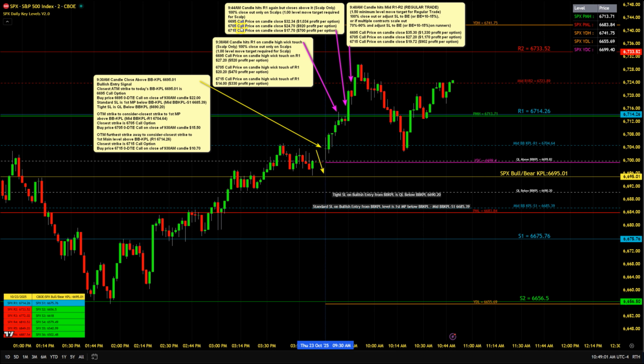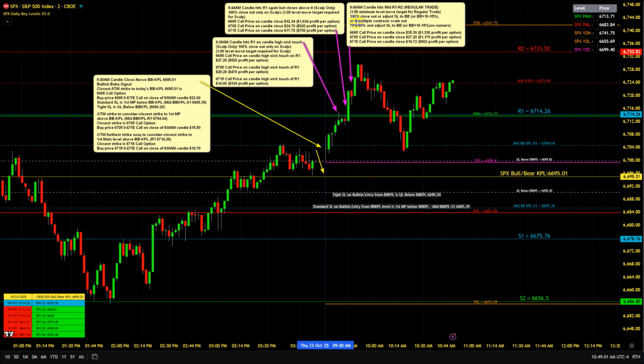On the 67.05 out of the money strike, that was $24.70 on the close of this candle, so that's a $920 profit per option. The 67.15 call was $17.70 on the close of this candle. That's a $700 profit per option.